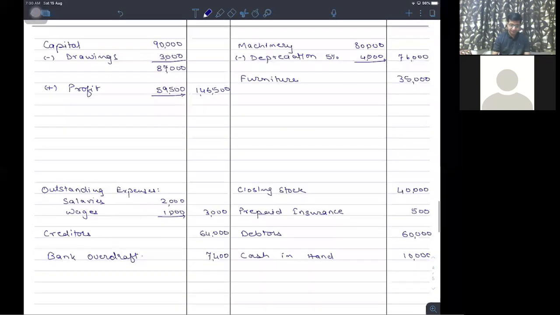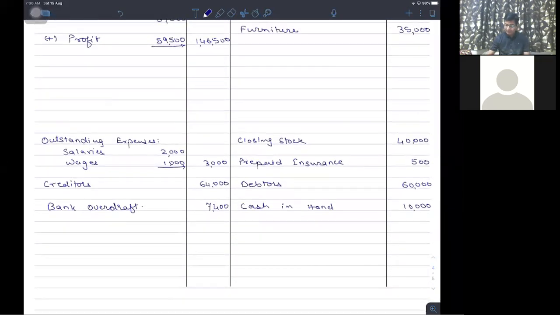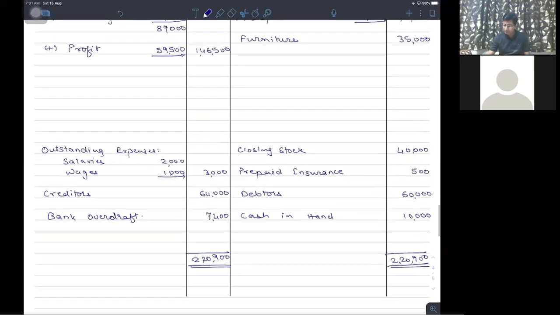All right. Plus 3,000 plus 64,000 plus 7,400. Your total of the balance sheet comes to 2,20,900. Must be equal. I'm just writing it. We'll cross verify. Minus 1,10,500 minus 35,000 minus.